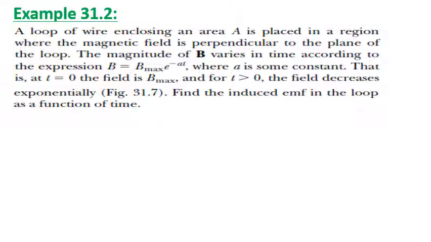So if you place t equals 0 in this equation, e raised to power 0 will give us 1, and we have B equals B maximum. And for t greater than 0, the field decreases exponentially. So if we have the value of t greater than 0, then it will decrease exponentially. Find the induced EMF in the loop as a function of time.